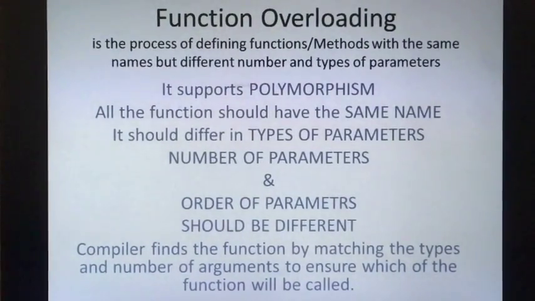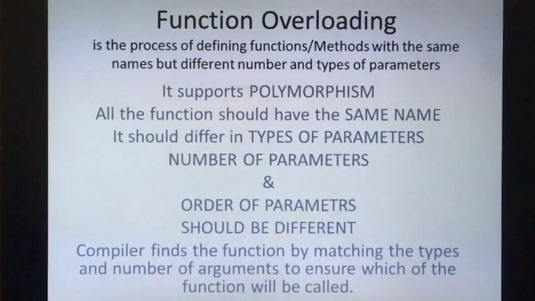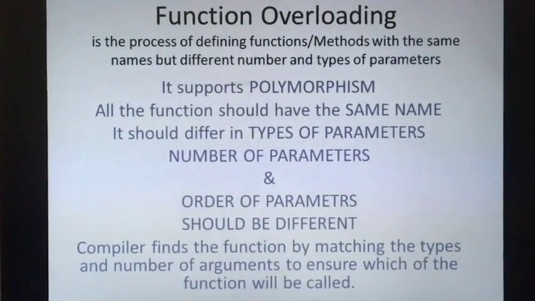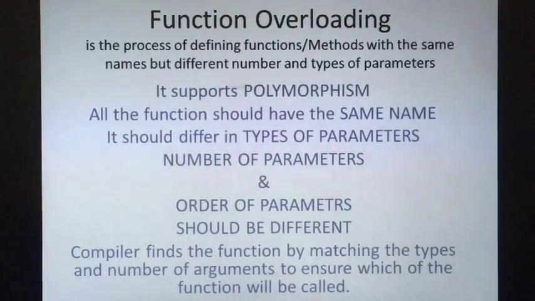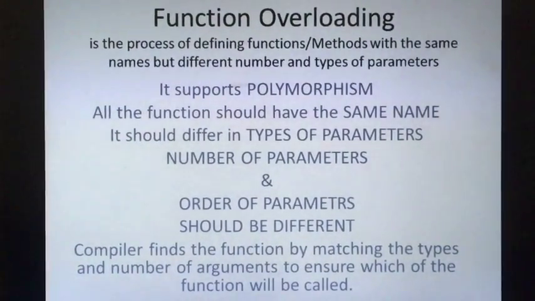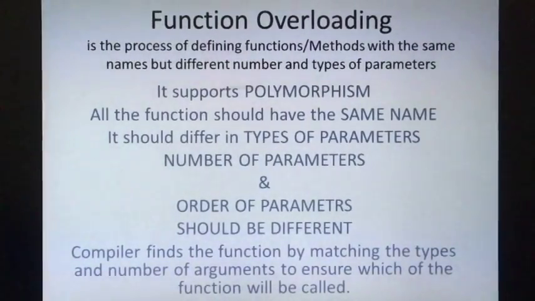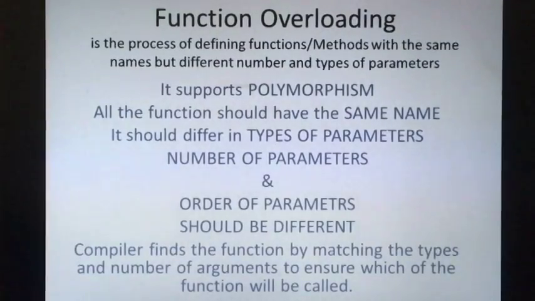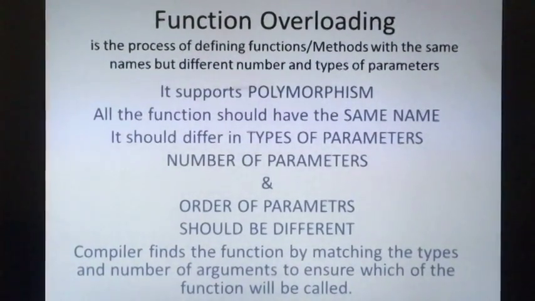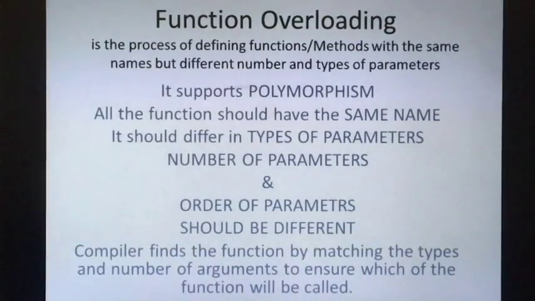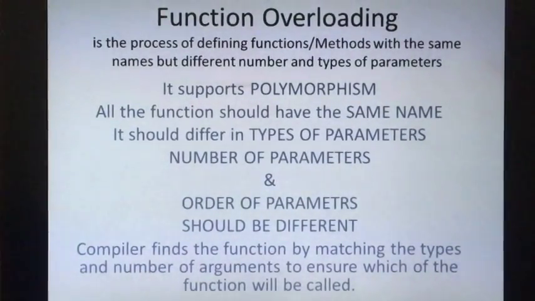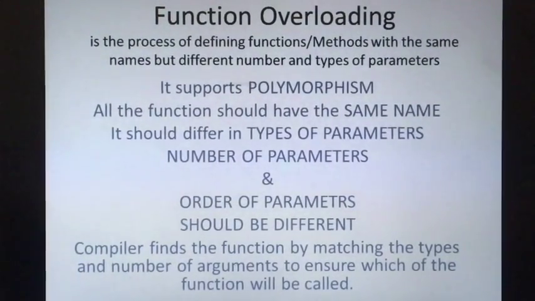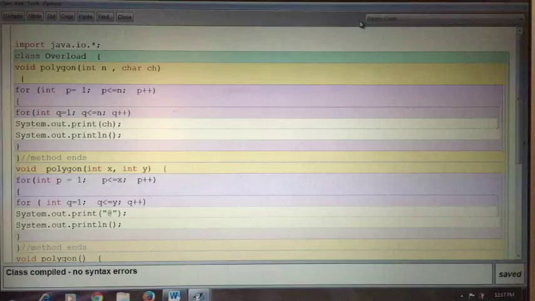Function overloading is the process of defining functions or methods with the same names but different number and types of parameters. What do I mean by this sentence? If you have more than one function in a program, all the functions will have the same name. The return type of the function may differ. The types of parameters which you are passing have to be different. It means the total number of parameters, the types of parameters and the order of parameters have to be different.